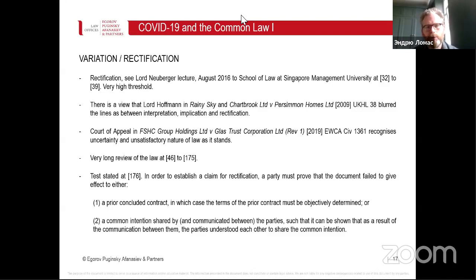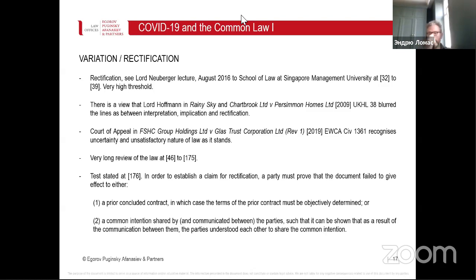The key point is the Court of Appeal is essentially trying its best against the background of a fairly difficult set of judgments in Rainy Sky and Persimmon. And the reason I say that they're difficult is if Rainy Sky is correct and implication is all about the same exercise as interpretation, then there's no real need for rectification as a remedy, because you're no longer holding the parties to the meaning of the words they're using.